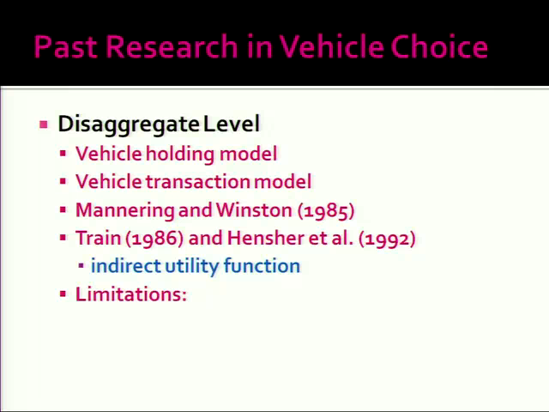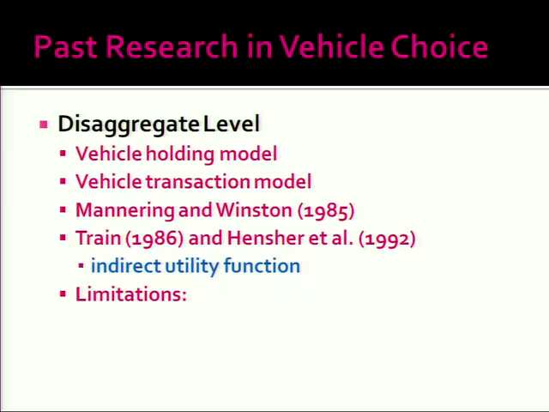And then there are vehicle transaction models, which is the kind that we are going to go with, which means that when you do decide to transact and buy a vehicle, what do you choose? Okay? So Mannering and Winston basically did a lot of work on these very complicated regressions, nested logits and multinomial logits. So basically a lot of econometrics, a lot of math to try to figure out what are the characteristics that lead to certain vehicle choices.